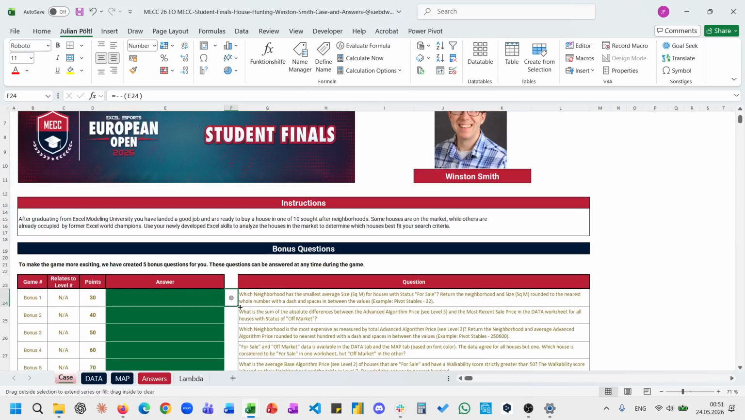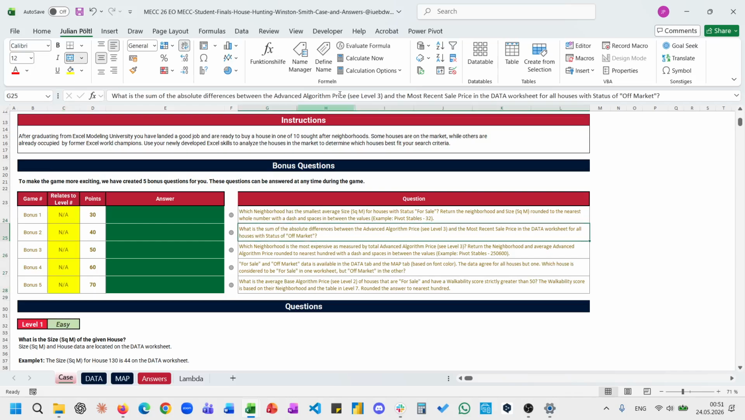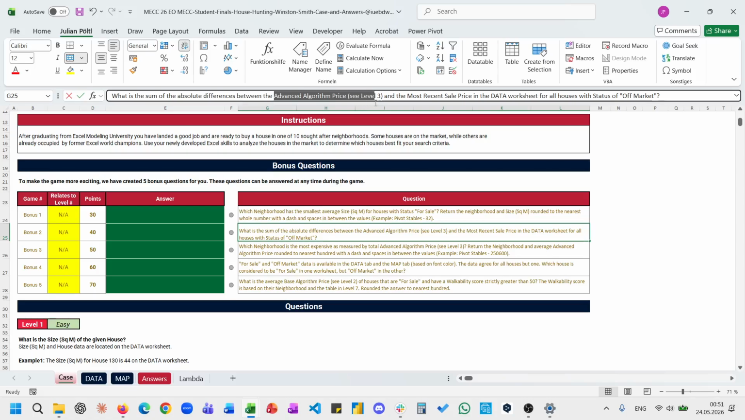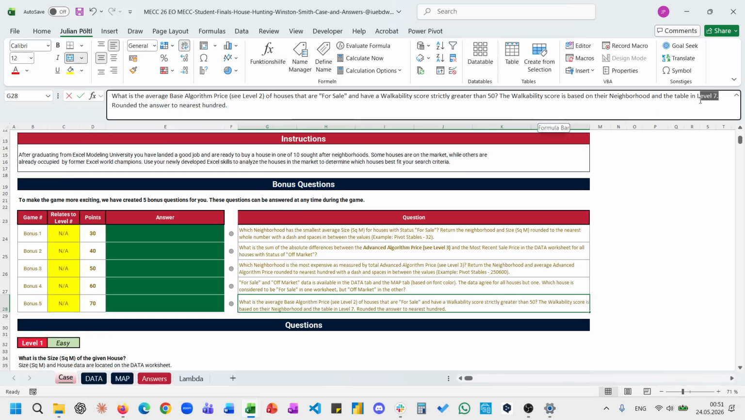Thankfully we had the printouts with the questions, but actually you see here, related to no level. And then you read here, oh, you need the algorithm pricing from level 3. You need here the algorithm pricing from level 3. You need here the neighborhoods from level 7. So actually, we talked about this in the community before.